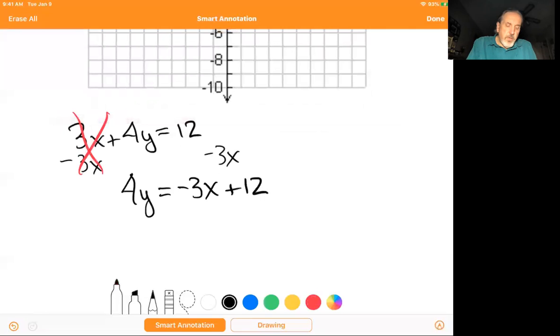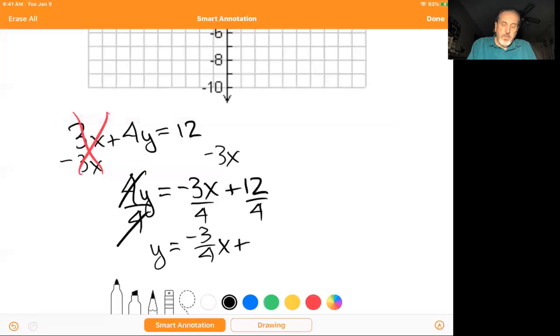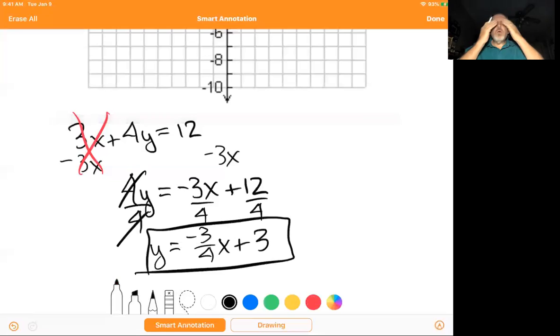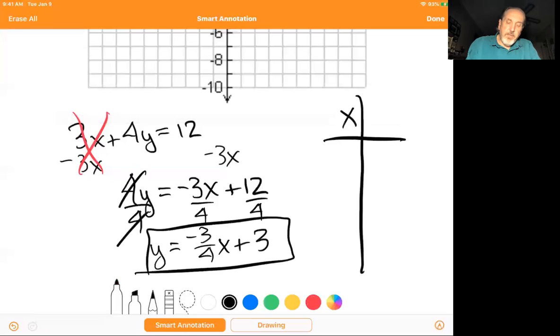The next thing we're going to do is divide both sides by 4. Notice I'm dividing all the terms by 4 because I want to make sure I divide every part of it. So those cancel, and I'm left with y equals negative 3/4 x plus 12 divided by 4 is 3. This is the equation that we're going to work with. And I know you're thinking, oh, Mr. Becker, I don't like working with fractions. Why did you have to get fractions in there? I'm going to show you a real nice way to solve this where you don't have to worry about the fractions. So the next thing we're going to do is create that table of values, x and y.